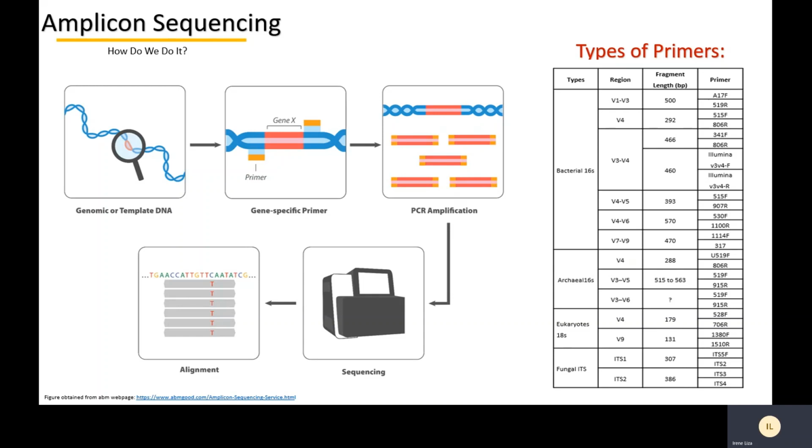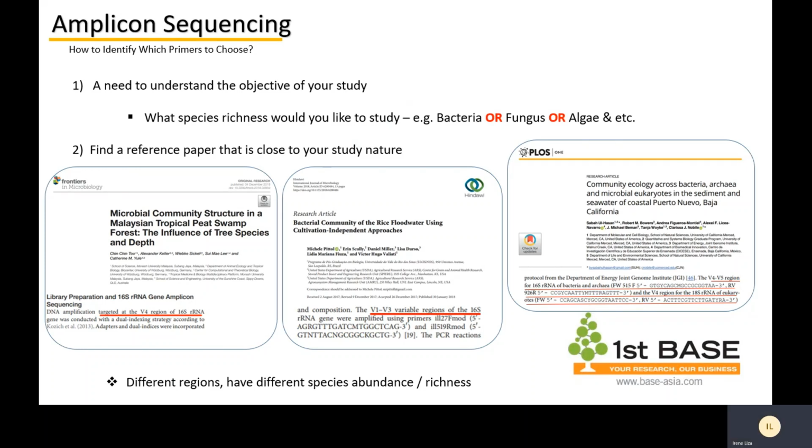Now the next question you may ask is, how do I know which region I should choose? The most important part is to understand the objective of your study: where and what are you sampling, and what is the target species you are looking for? Is it bacteria, fungus, or algae? Find a reference paper that is close to the nature of your study. For example, you may be studying a swamp forest, and your objective is the bacteria distribution, so find a close paper. In this slide I have attached a Malaysian tropical peat swamp forest paper, which you can use as a reference.